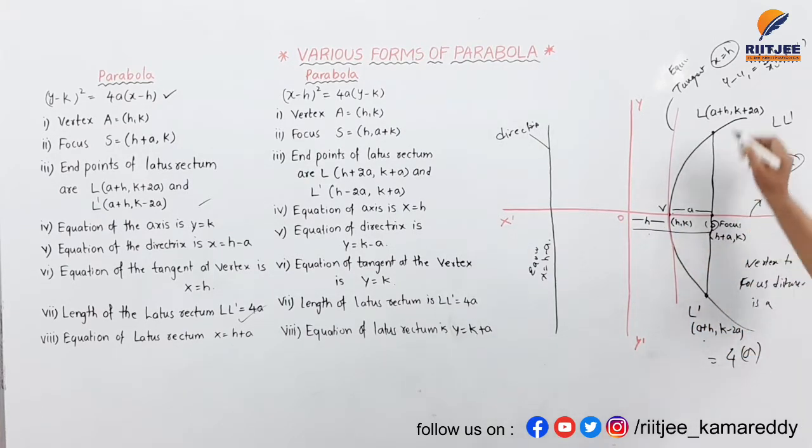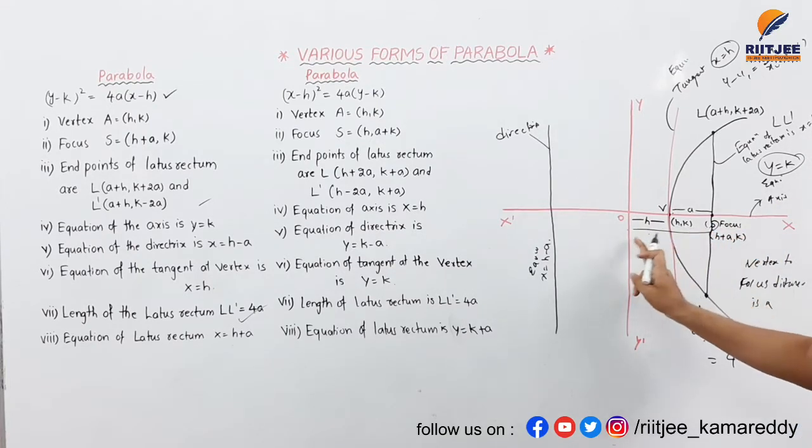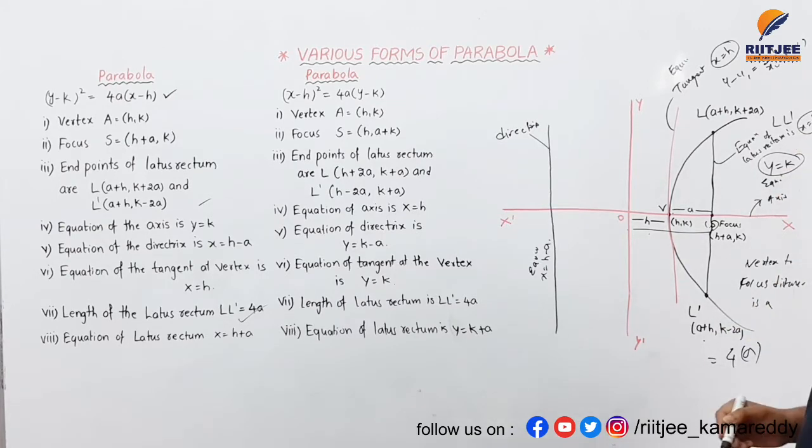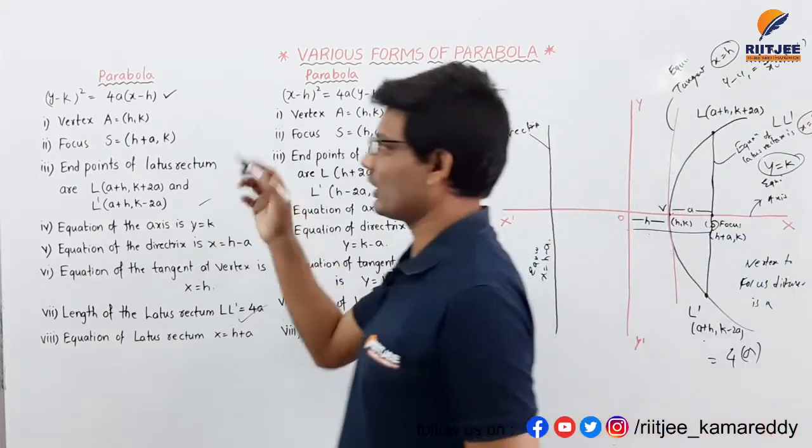Then the equation of the latus rectum will become x is equal to h plus a. Why? Because it is at a distance of h and a, so h plus a here. This is all about the points of the parabola.